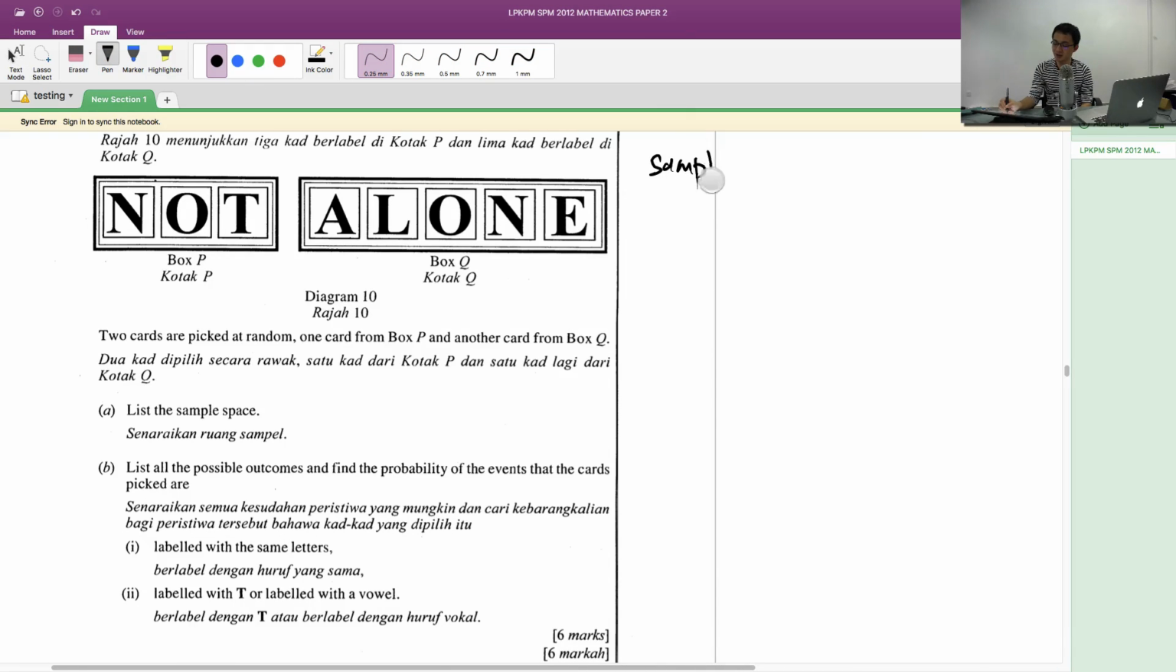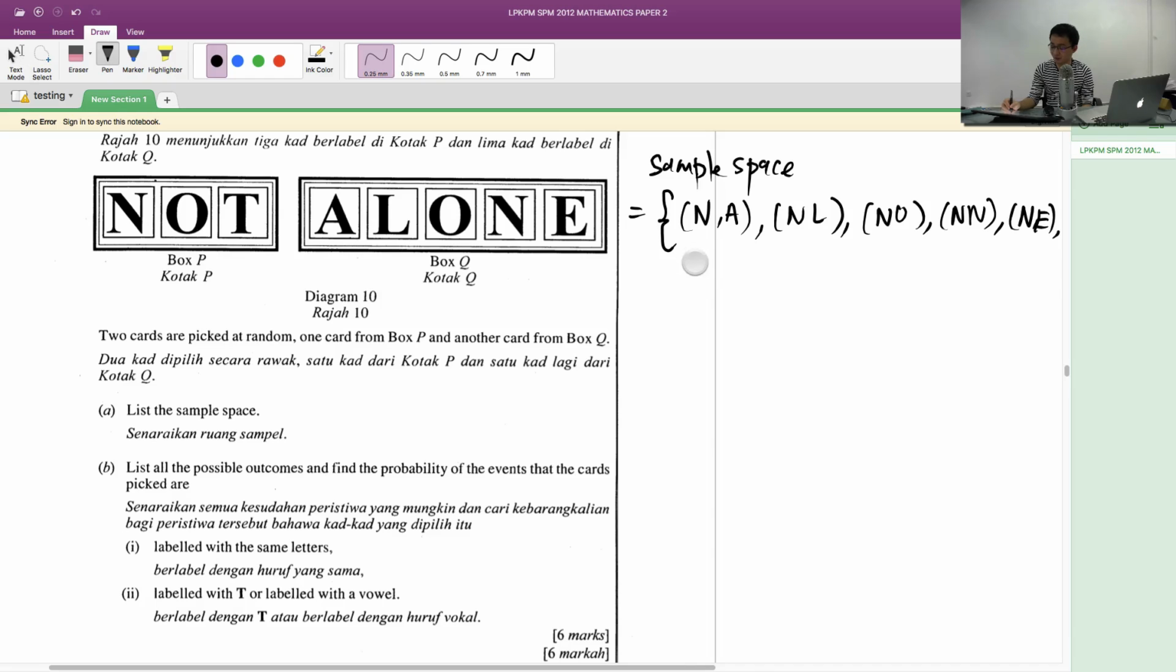Okay, sample space. What I will do is draw this one and write out all the possibilities. We start from N first. If the first card is N, the second card I cannot choose from the same box, I must jump to the second one. So it should be NA, then NL, then NO, then NN, then NE.